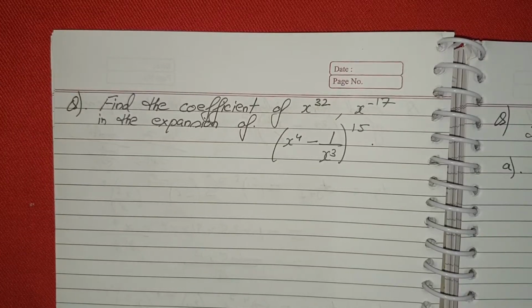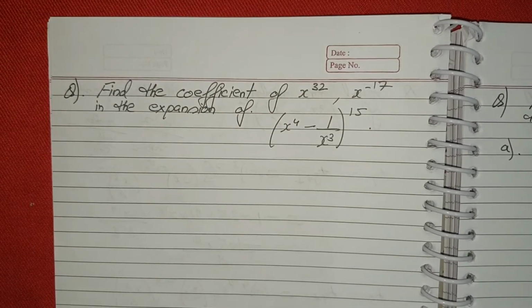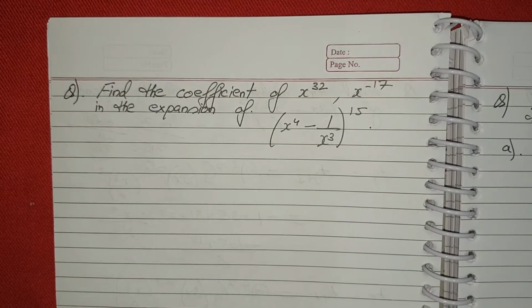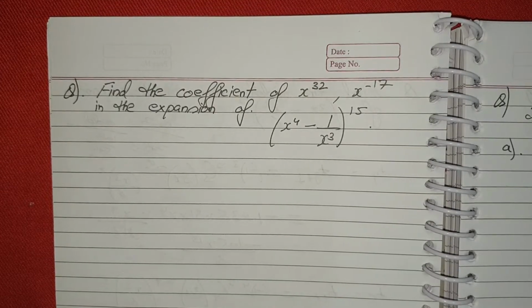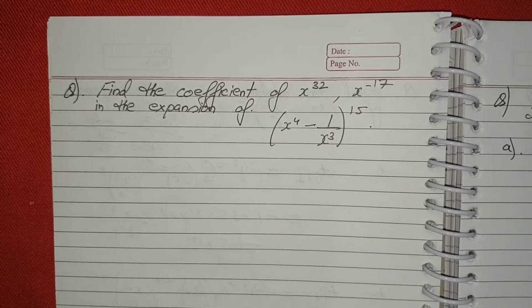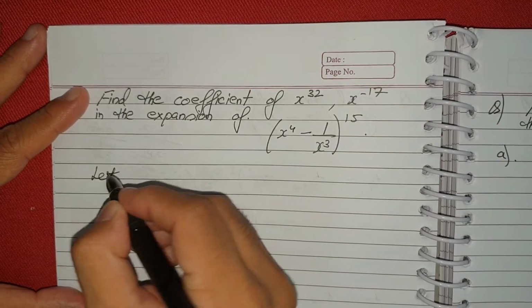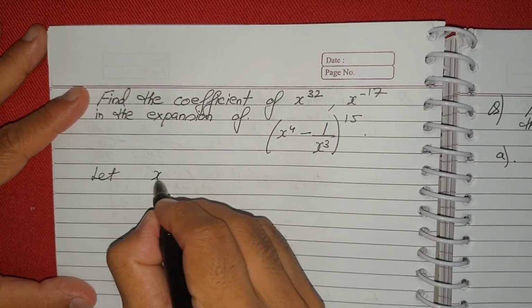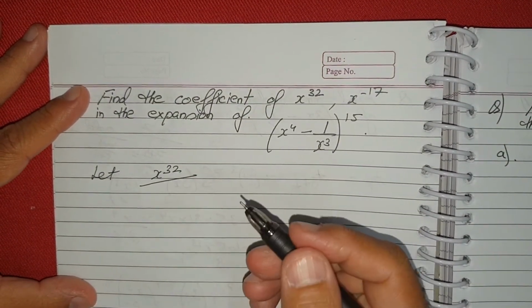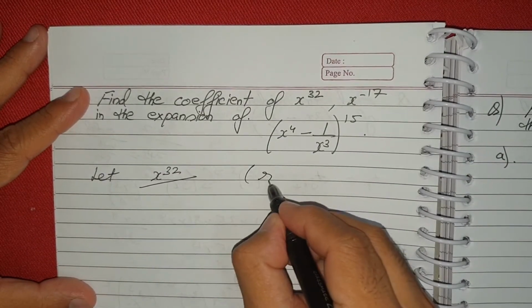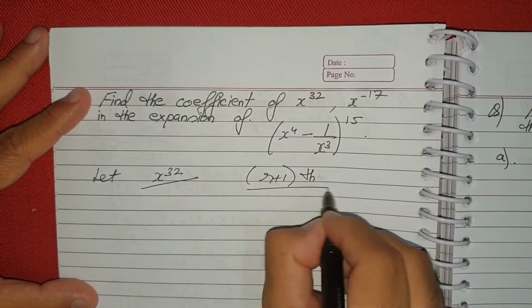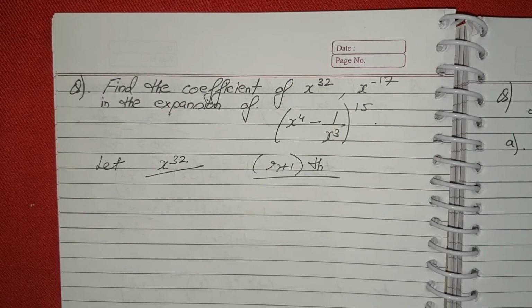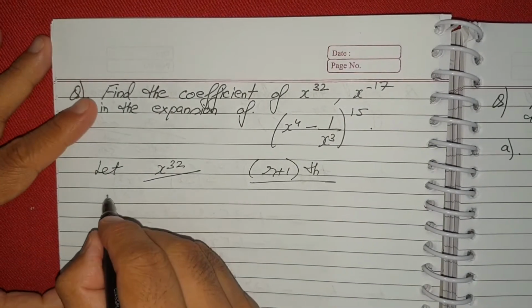nth term. We take the nth term. Now let the term containing x to the power 32 be the r plus 1th term. This is how we do r plus 1th term. Now what is the general formula?